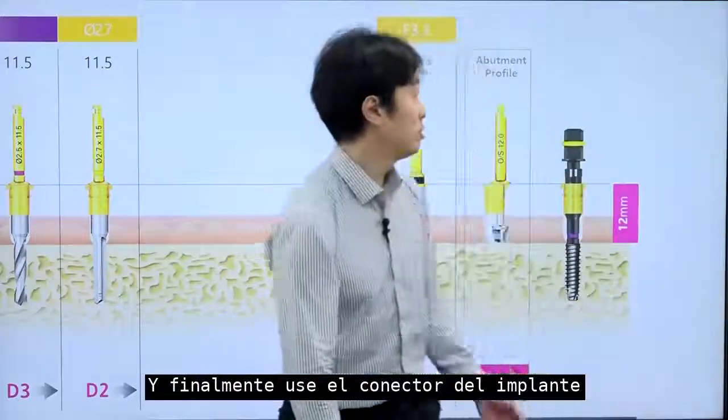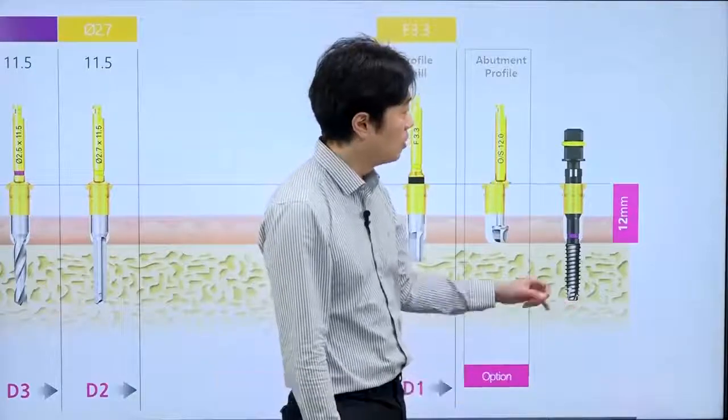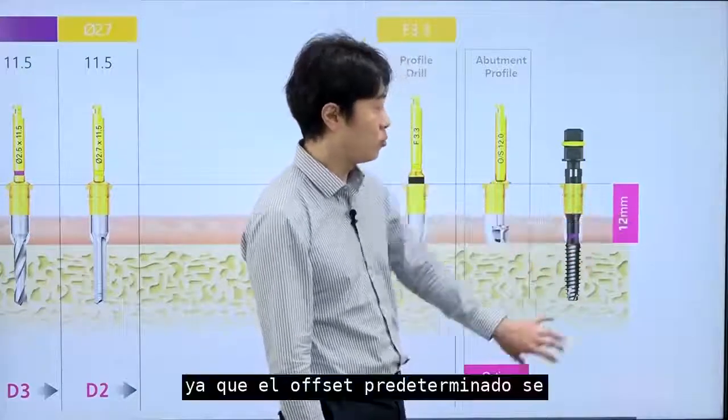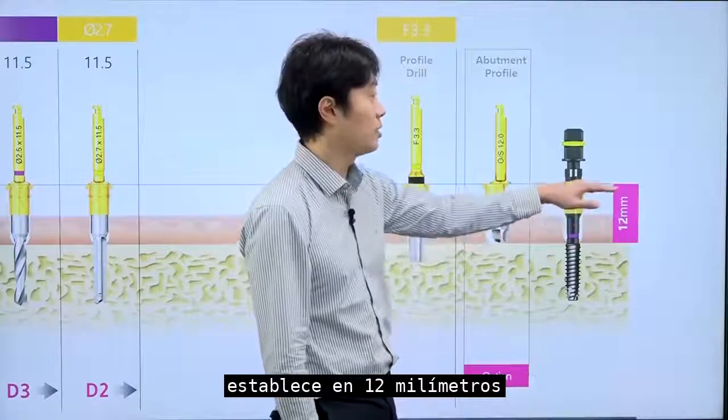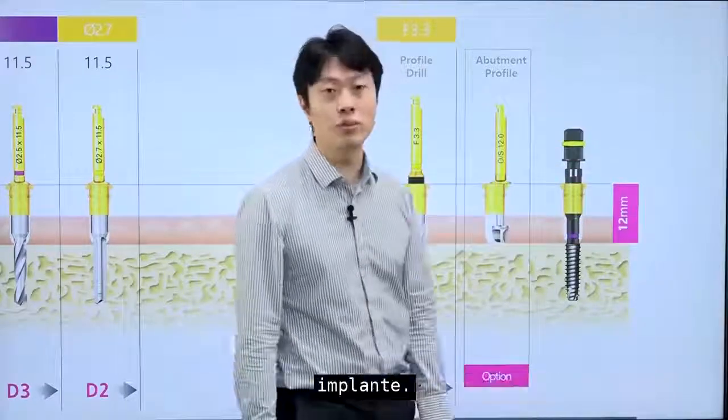And finally, use the implant connector to place the implant like this. As the default offset is set at 12 millimeters, place to the depth corresponding to the lowest line of the implant connector.